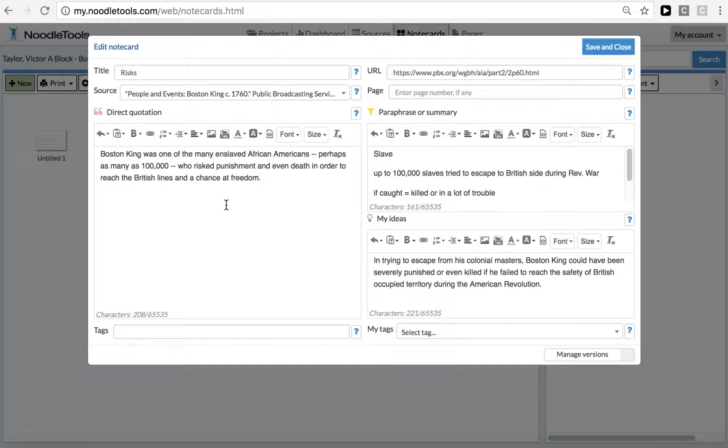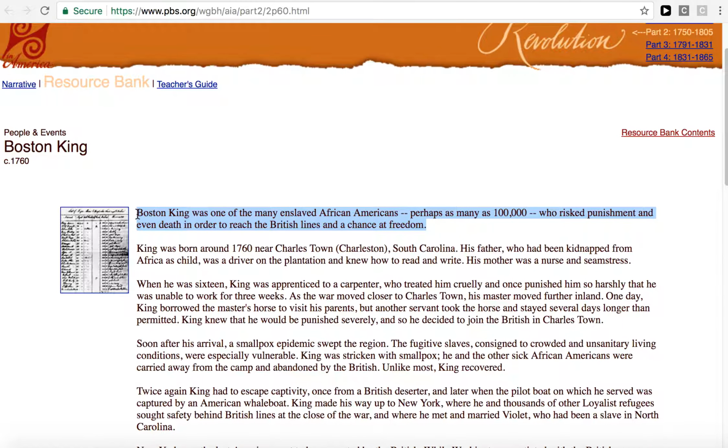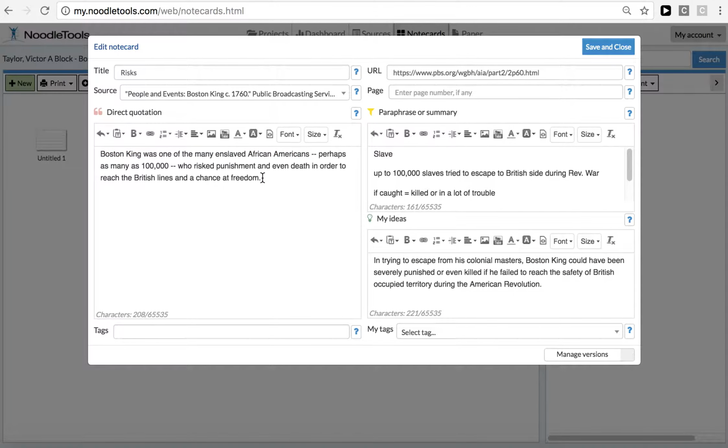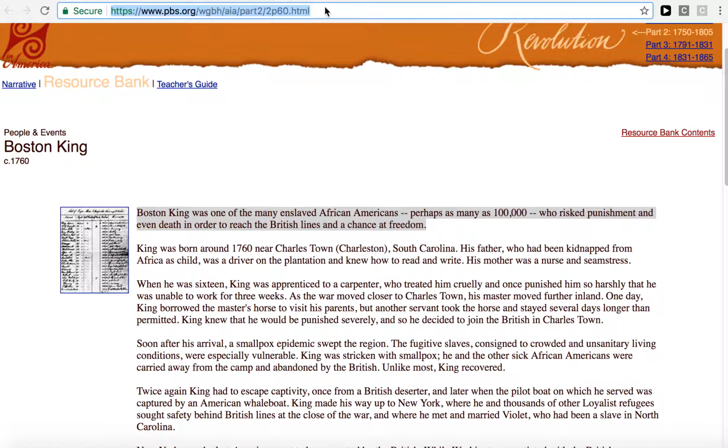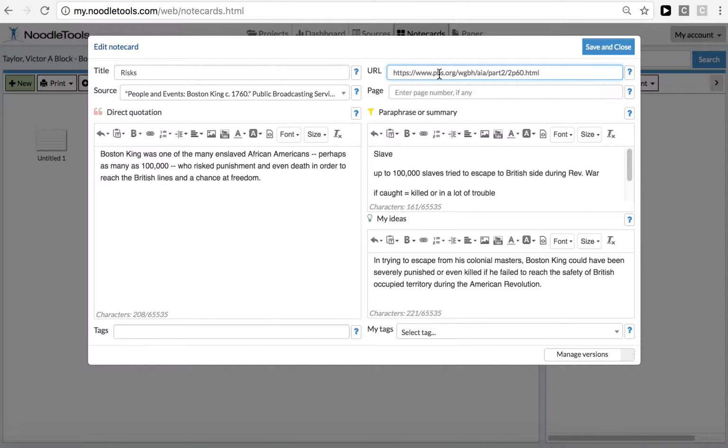Information in this box will be typed or copied and pasted word for word. For instance, Boston King was one of the many enslaved African Americans, and here's the source that it came from. Boston King was one of the many enslaved African Americans through to the end of the sentence. So that was copied and pasted word for word. Here, if it's a website, make sure you get the URL. Copy and paste. Very important.